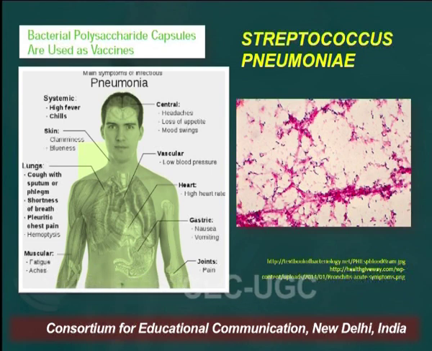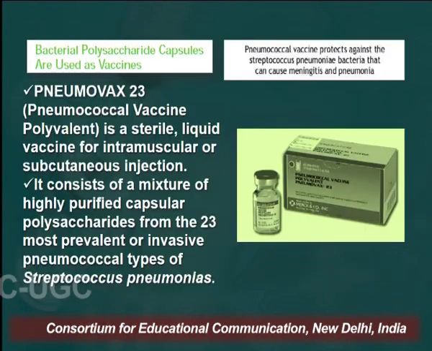The next one is Streptococcus pneumoniae. So these bacterial polysaccharide capsules were isolated and developed into the vaccine. We know that Streptococcus pneumoniae causes pneumonia, majorly affecting the lungs and other respiratory parts in the body. So these bacteria were isolated, and the polysaccharide capsules which are present were isolated to develop the vaccines against them.